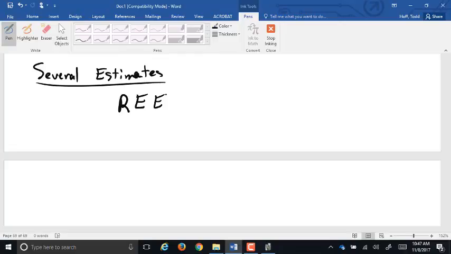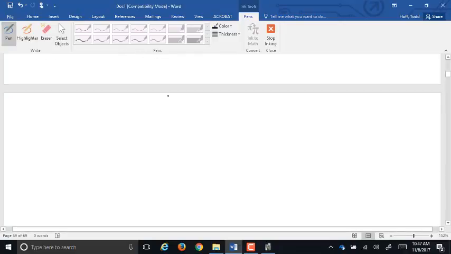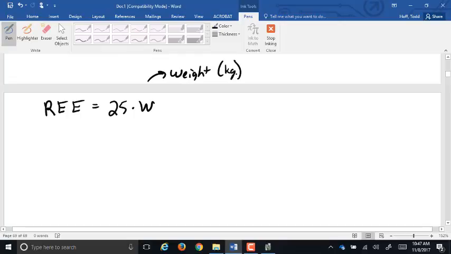The simple model we have, this is M8 problem situation 1, is from the American College of Chest Physicians. The resting energy expenditure is equal to 25 times your weight, where W, of course, is your weight, and weight has to be in kilograms here, not pounds.